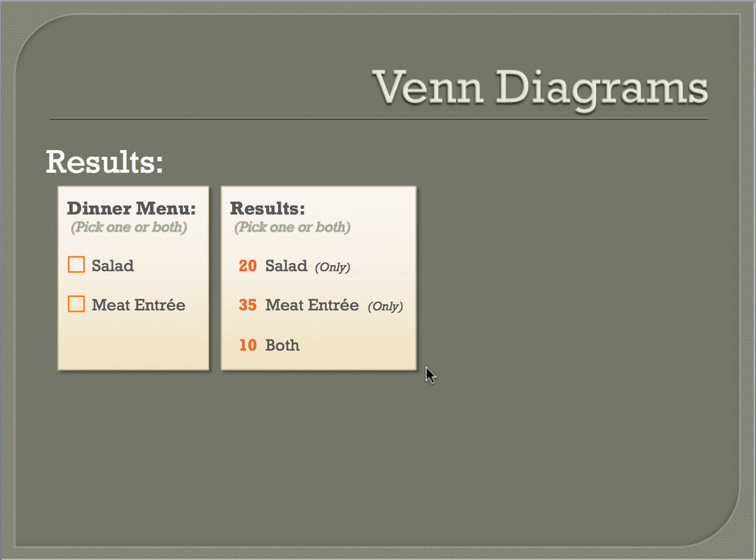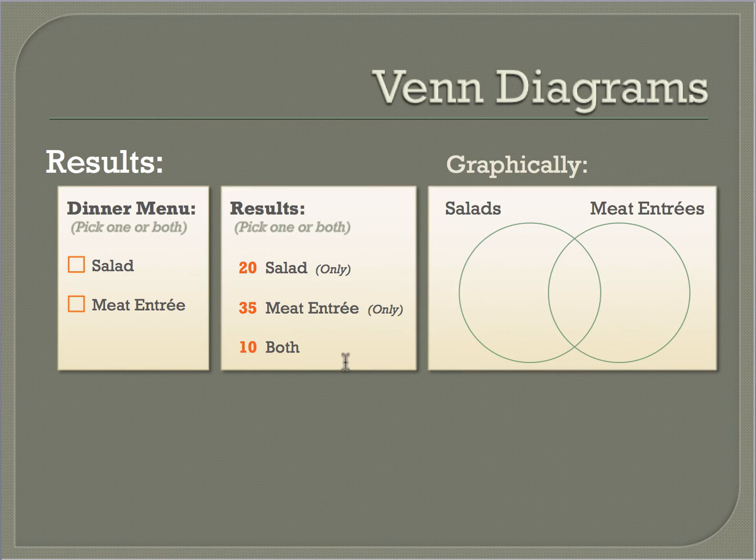Now with math, we can use a Venn diagram to help make this data look better graphically. So we can show how these things relate. Now the spaces that you see in these circles right here: this space over here is for people that only wanted salads. This space is for people that wanted salads and meat entrees. And this space over here represents the people that wanted meat entrees only. So if I took this information and filled it in, it makes it pretty easy to see.